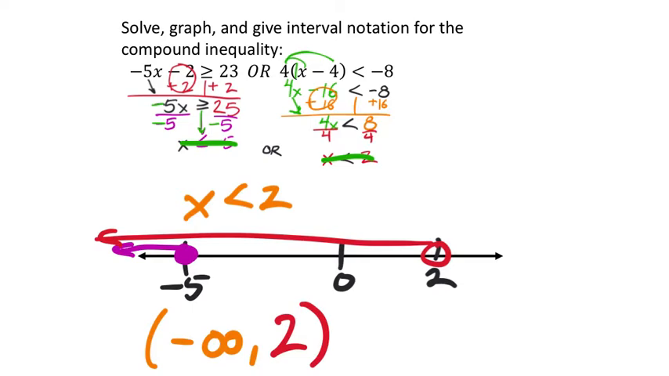Now, keep in mind, most of the time, these actually go in different directions, and that's where we use the U in between the two intervals. But since these went in the same direction, we have to be careful with what we're looking at. An or statement only has to be one or the other, but if this was an and statement, this would have ended at -5 instead of at 2.